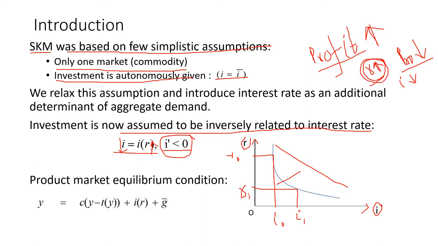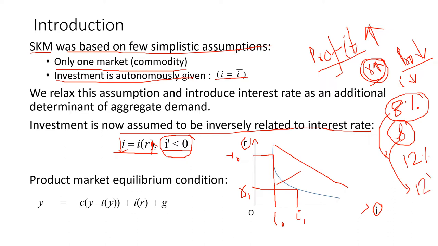Now, if your rate of interest is, say, 8%, and you borrow 100 rupees from the bank, you will have to pay 8 rupees at the end of the year. So your cost in that case is 8 rupees. But if the rate of interest increases to, say, 12%, what will happen? Your interest burden will increase from 8 to 12. So that means your cost is increasing, and if your cost increases, your profit will fall.